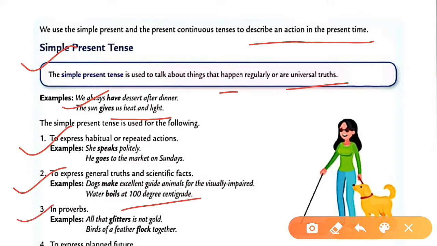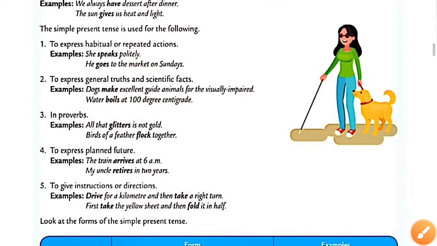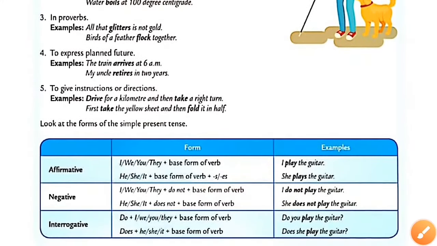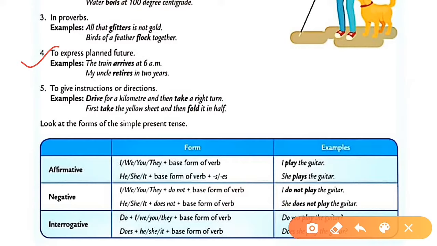Any proverbs, in Hindi it's called muhavare: all that glitters is not gold, right? Birds of a feather flock together. So some proverbs are also categorized as simple present tense. Next one, expressing planned future, very near. The train arrives at 6 a.m.